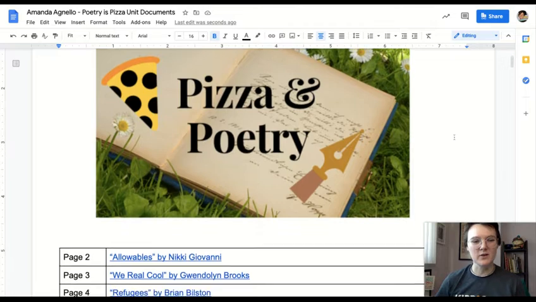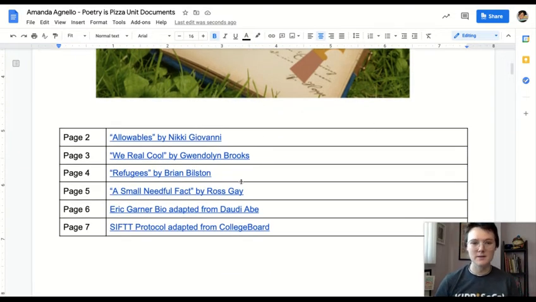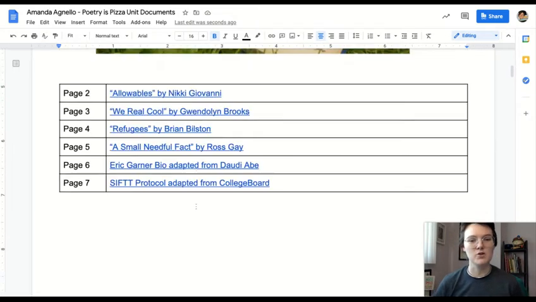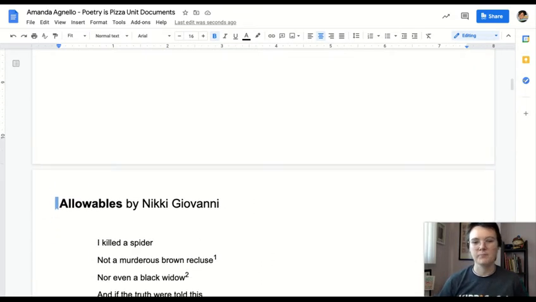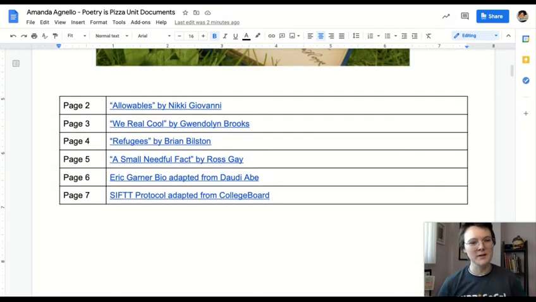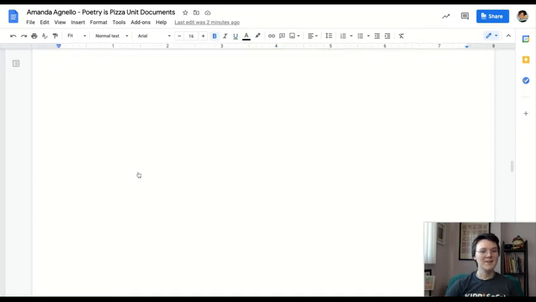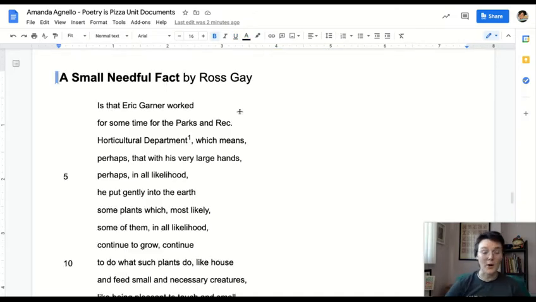So what you'll see on here is a table of contents. These are links to documents that actually live within this document. So if you just keep scrolling, you see page 2, you'll find allowables. Well, page 1, you're looking at it. Page 2, there's allowables. But as we go further into the unit, you'll maybe not want to have to scroll, so you can simply click. If, for instance, you wanted to see the poem A Small Needful Fact by Ross Gay, you would simply click and follow the link, and it would scroll you down automatically.